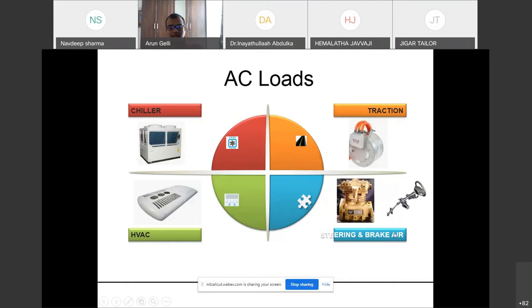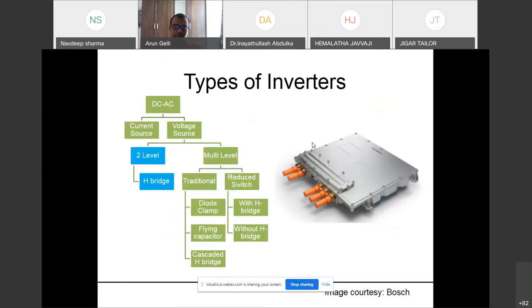Breaker, auxiliary application, steering application, HVAC, and then chiller, compressor. So various AC loads are available, and they need power. So let's look at the various types of inverters quickly.